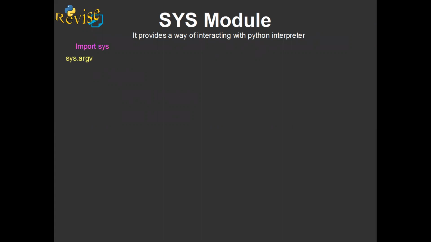sys.argv. So let's say you pass some arguments to a file. Usually you do this with the shell, where you pass parameters or arguments. The same you can do with a Python .py file, and pass some arguments. Then you can access them using sys.argv.